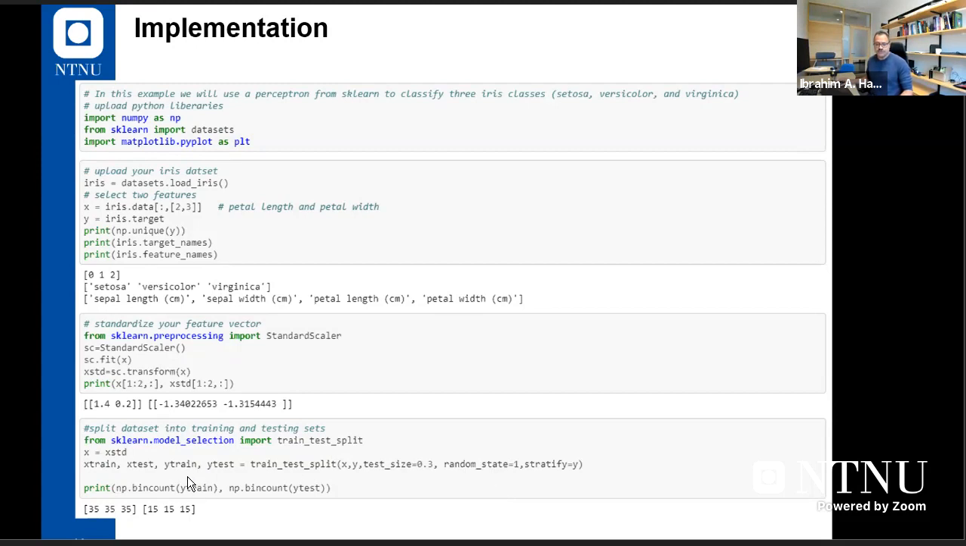Because imagine that you have class 1 with 50, class 2 with 45, class 3 with 35. Then it would be impossible to balance them, right? So it will be equal within each class.